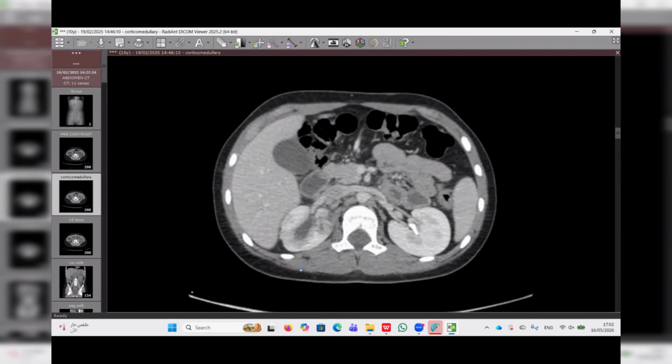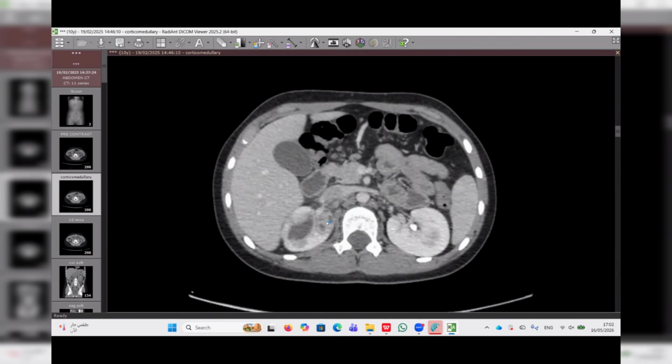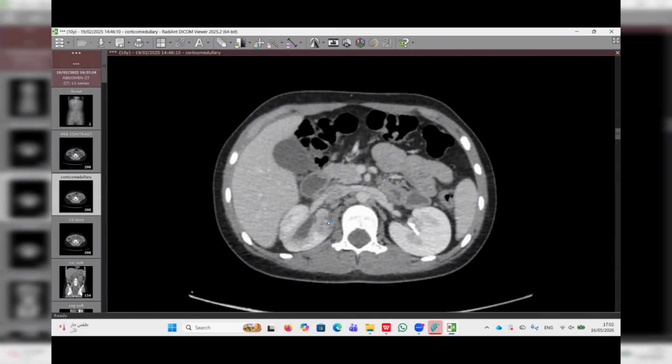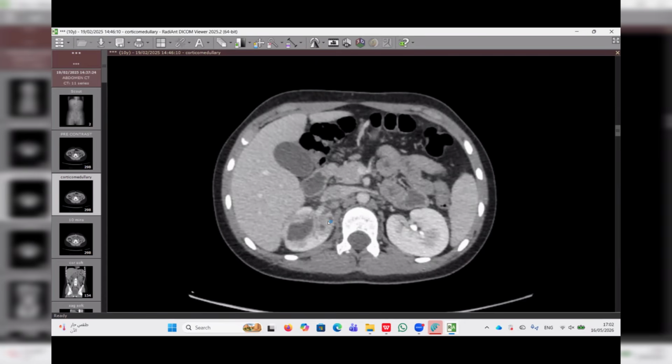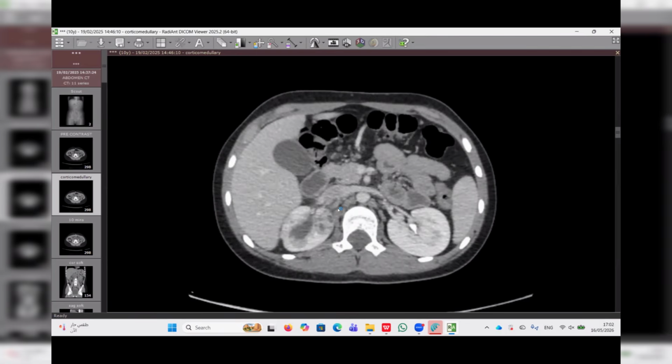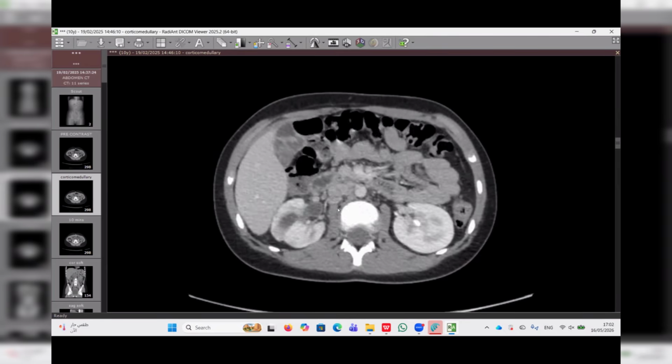It is seen here. Yes, yes, yes, you are right. We have a multicystic lesion, cortical based, located at the upper pole of the right kidney. Yes. However, there is no thickening of Gerota's fascia or perinephric fat stranding seen.